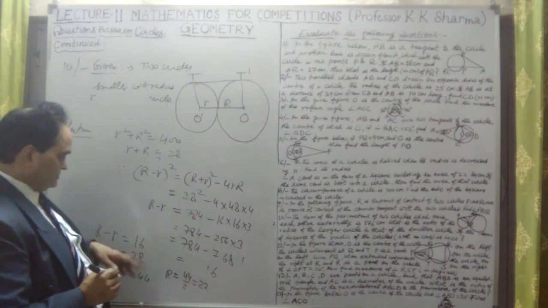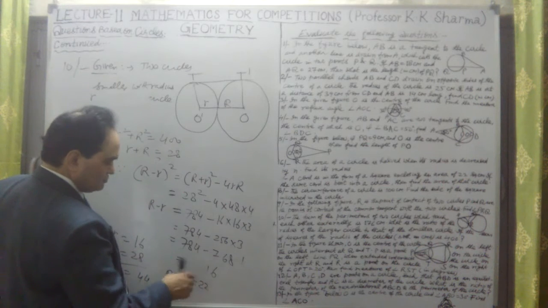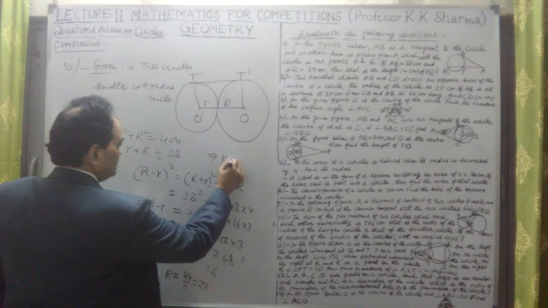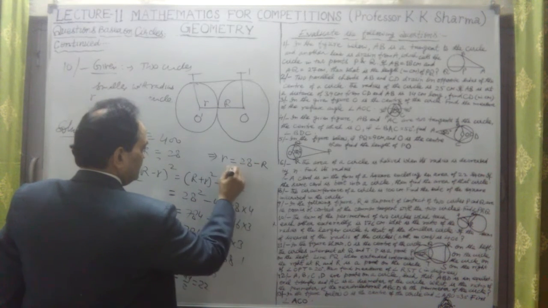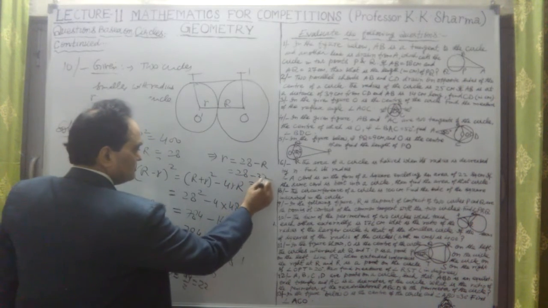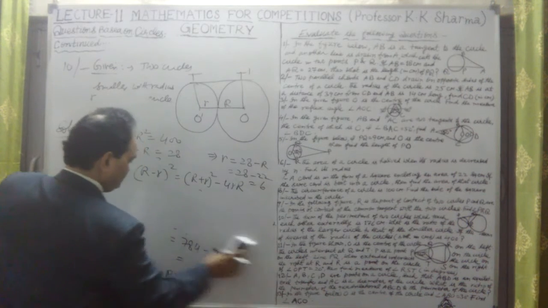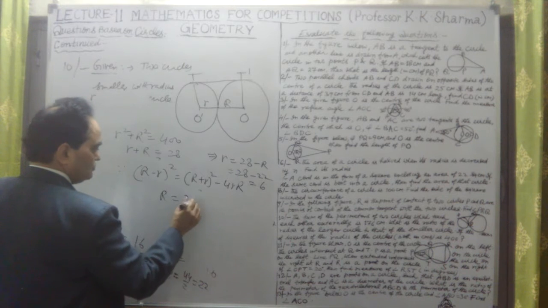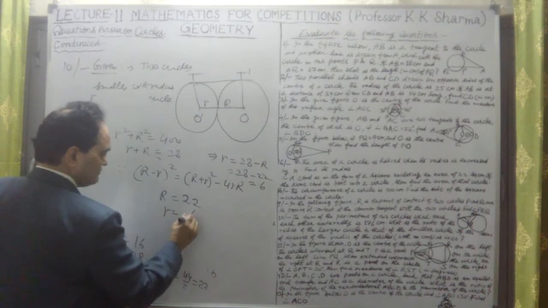What is small r? Now if I put this value, 28 minus 22, because R plus r is 28. Simply, small r is equal to 28 minus capital R, 28 minus 22, this is 6 only. What is the value in the ratio? So we have just calculated capital R is equal to 22 and small r is equal to 6.